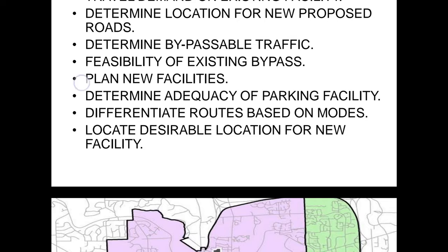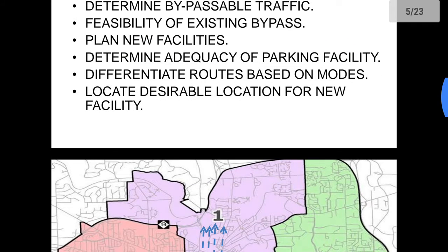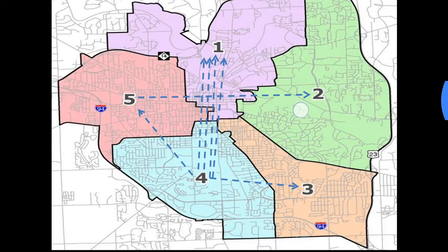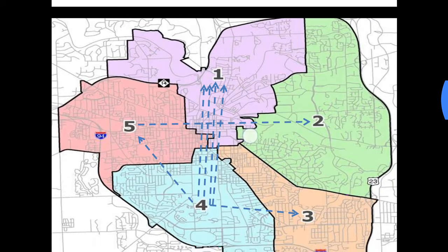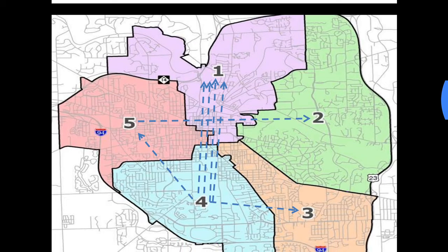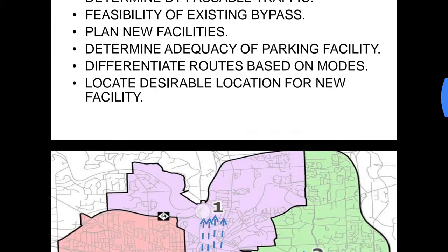Next, in order to plan new facilities, if there are no roads provided at all and we are planning this for a new city, then using the OD surveys we would get to know where people want to travel, from which area they want to travel to which area. Accordingly we can provide roads and plan the road system.